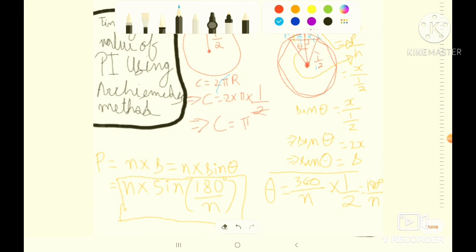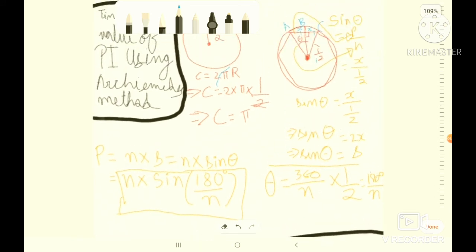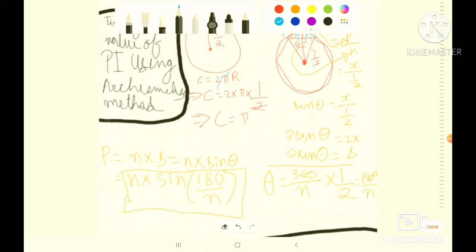So now let's see what's next. We got that the perimeter is equal to n times the side. Let's say you have an equilateral triangle, and each side measures 1 centimeter, so the perimeter should be 3 into 1, which is equal to 3. It's just like that. So here s is equal to sine of theta, so the perimeter is equal to n into sine of theta. So let's figure out the value of theta.